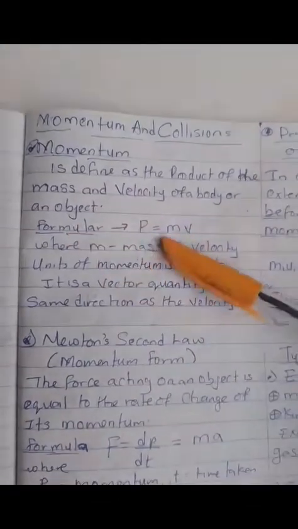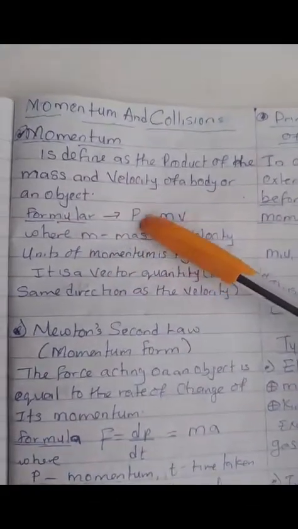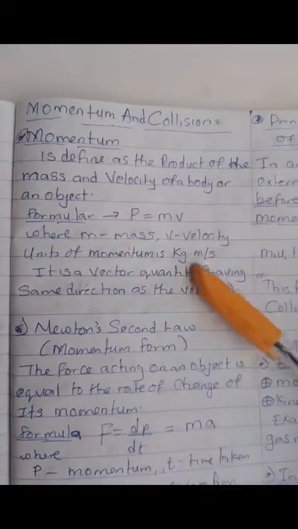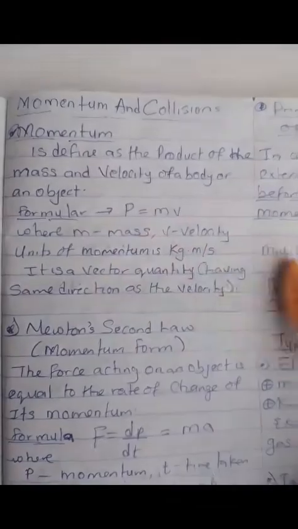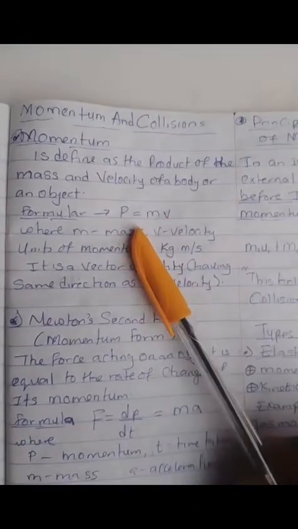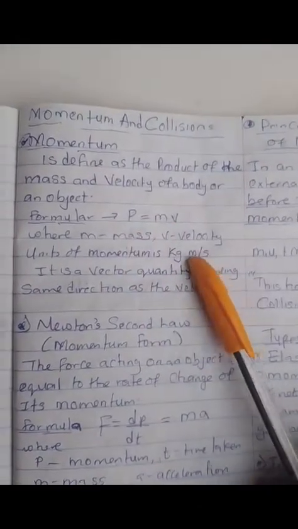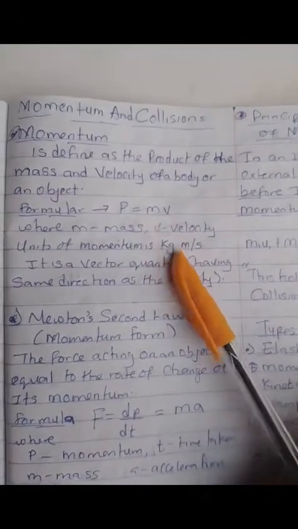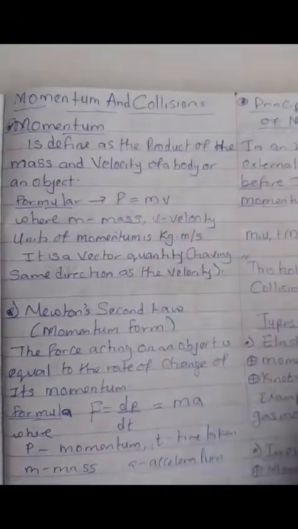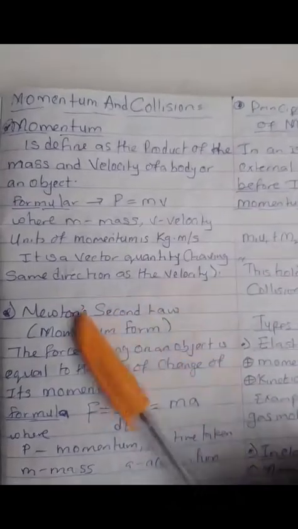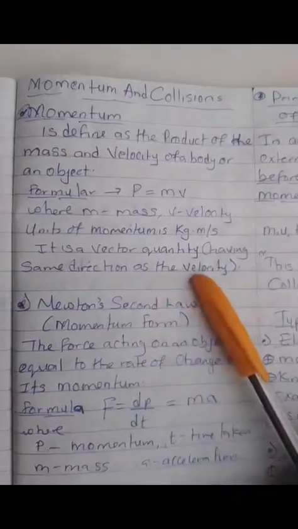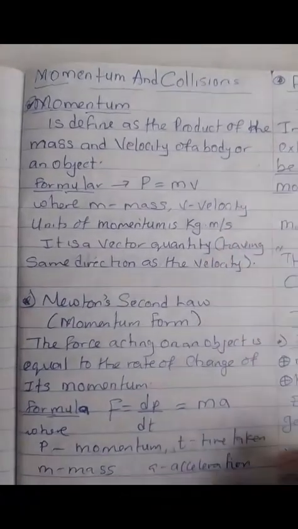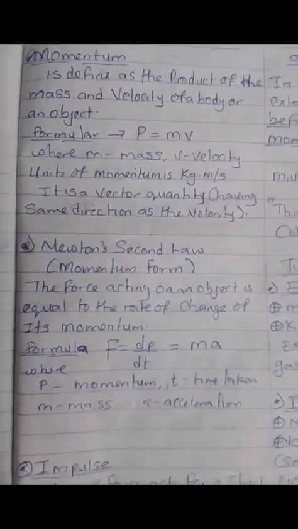So we represent momentum by P, having the formula P equals mass times velocity, where m is the mass and v is velocity. The unit from this formula is kg meter per second, because the kg denotes the mass and meter per second denotes the velocity. It's a vector quantity, having the same direction as the velocity.